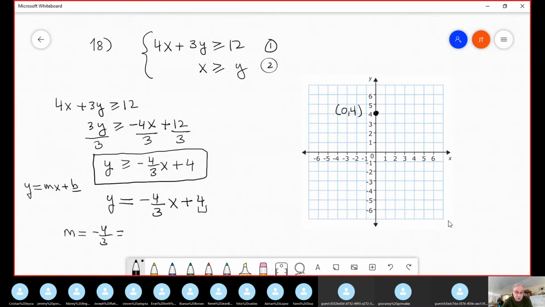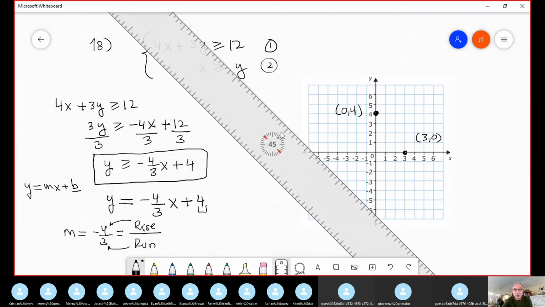I can always interpret it as the ratio between rise and run. Therefore, rise is negative 4 and run is positive 3. From this point, I go down because it's negative, 4 units down: 1, 2, 3, 4, and 3 to the right: 1, 2, 3. By the way, this is the x-intercept, which is (3,0). It's a coincidence. It doesn't always happen, but in this case it does. Now I try to draw the line connecting these points. I use my ruler.